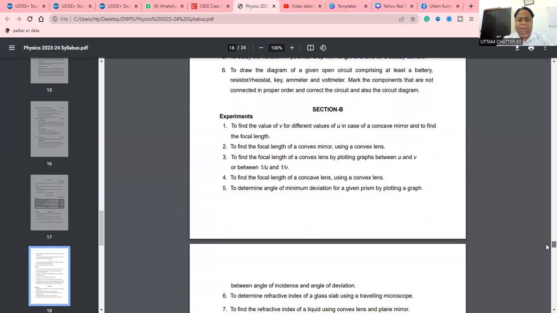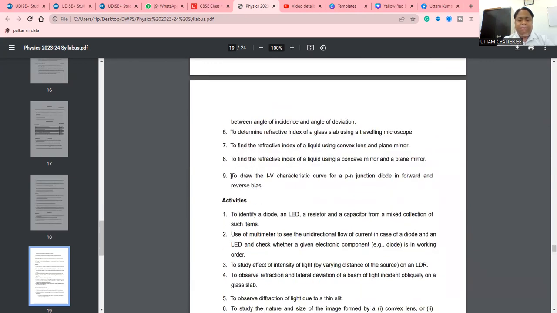Then in section B, the practical is mostly based on optics, in which you have to find the distance of the object from the lens and the mirror. You have to find the focal length. So these will be there. Experiments with a prism will be there. And then some experiments with semiconductors, like a PN junction diode in forward and reverse bias, will be there.